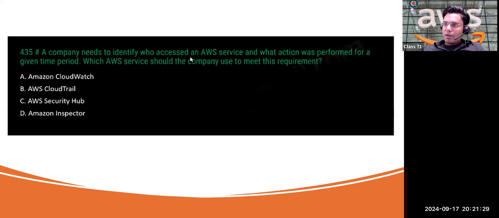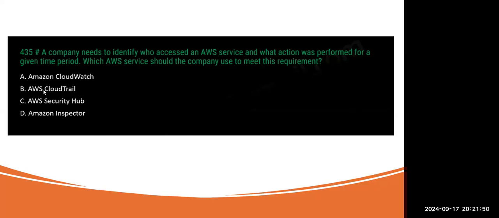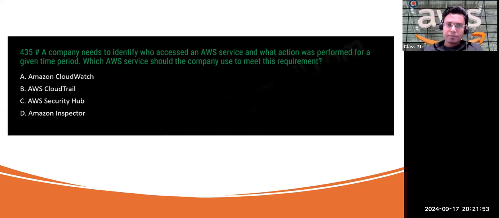A company needs to identify who accessed an AWS service and what actions were performed for a given period of time. If you want to know who accessed it, at what time, and what action was performed in a given period of time, which is it? B, yeah, correct. Because if it says real-time monitoring, then CloudWatch. They say who can access, so they are just tracking or auditing who accessed, and you will get a lot of questions regarding CloudTrail.